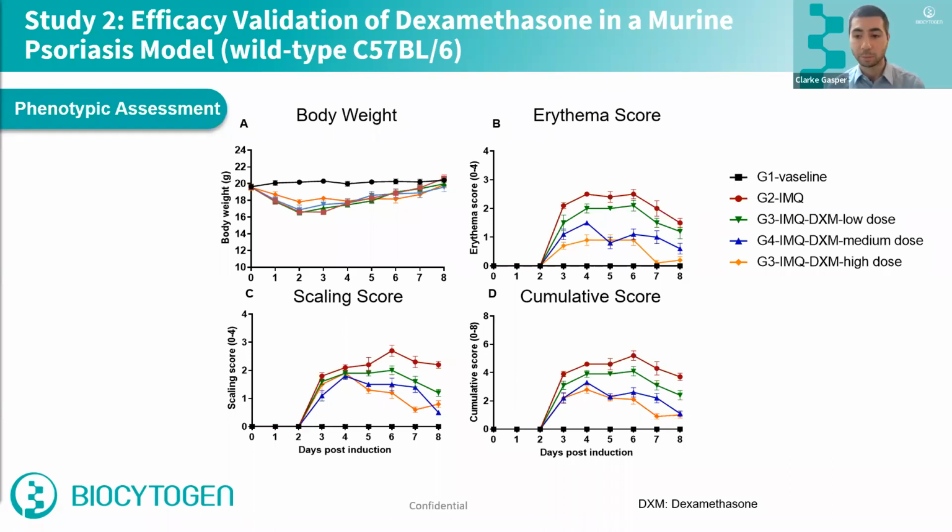Psoriasis was induced with imiquimod cream, causing erythema and scaling in the red untreated group. And so these symptoms were alleviated by treating the mice with higher doses of dexamethasone, as shown by the orange line.